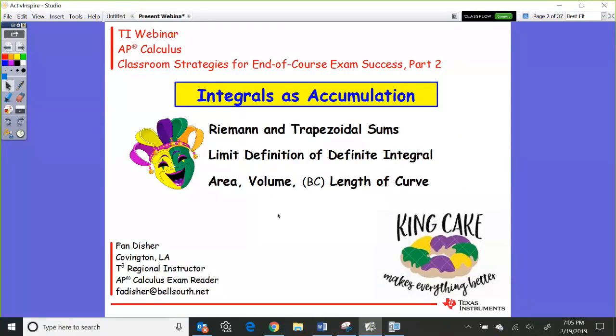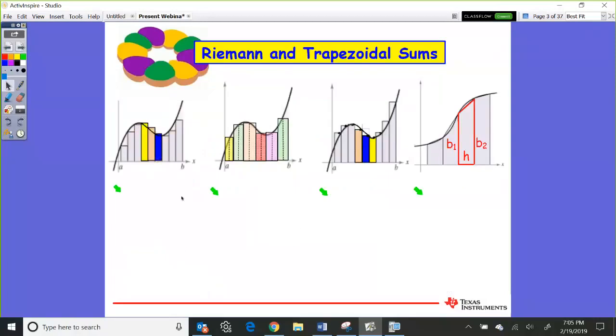All of these problems that we have in these slides, you can get on the handout, so don't try to just jot them down so fast. See if you can at least take one or two things away from this presentation tonight that you can use. So I'm going to start off with Riemann and trapezoidal sums.